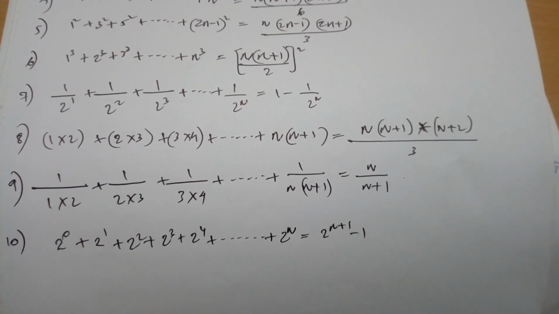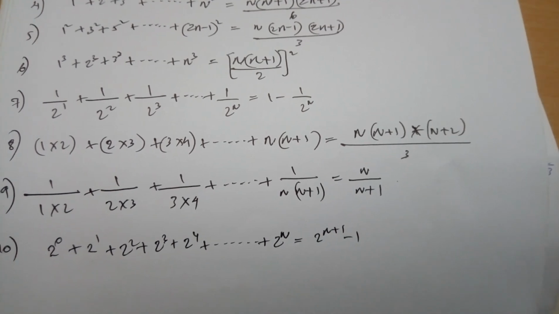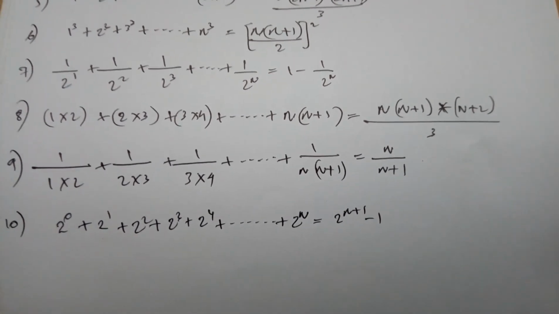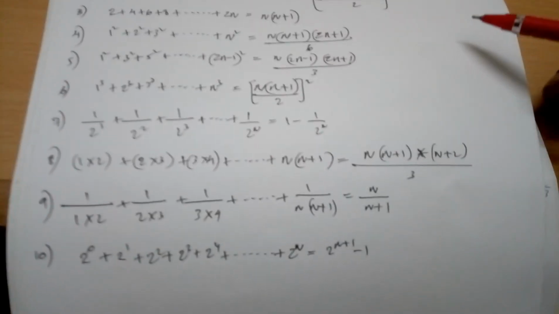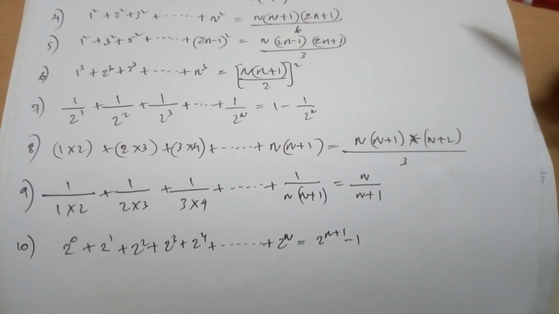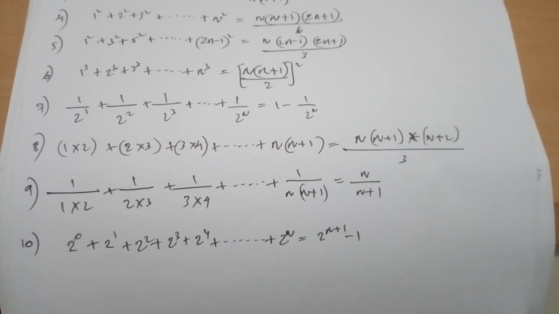And if it is 1 by 2 raised to 1 plus 1 by 2 square plus 1 by 2 cube etc. up to 1 by 2 raised to n, the sum is 1 minus 1 by 2 raised to n. So these three formulas, 5, 6 and 7, are very important. They will help you in one way or another in every examination in this series part.